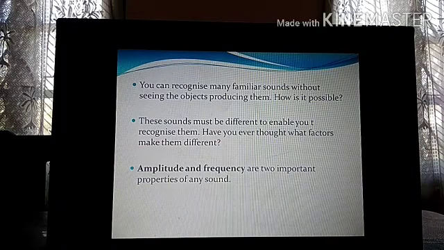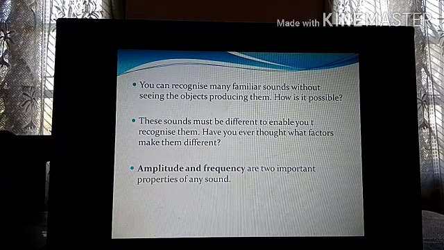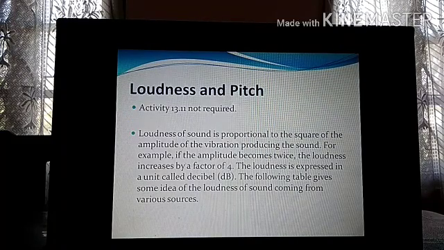Now you can recognize many familiar sounds without seeing the objects producing them. How is it possible? Suppose one of your parents is calling you. You know who is calling, isn't it? Even if you don't see the person, you know that so and so person is calling you. So these sounds must be different to enable you to recognize them. What are the factors that make them different? Two factors are there: one is amplitude and one is frequency.